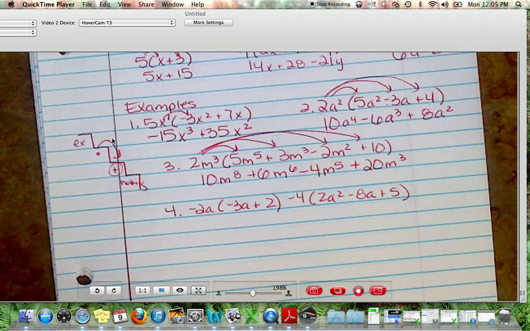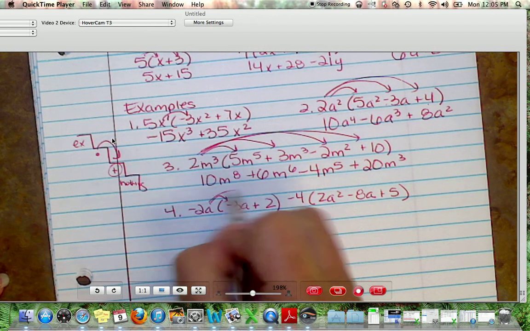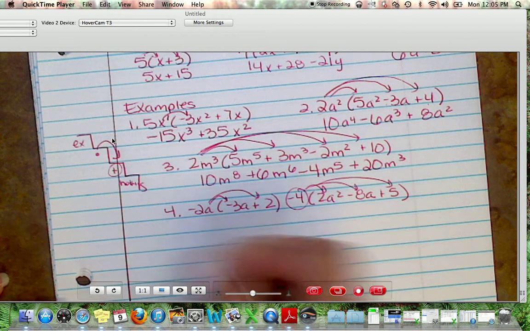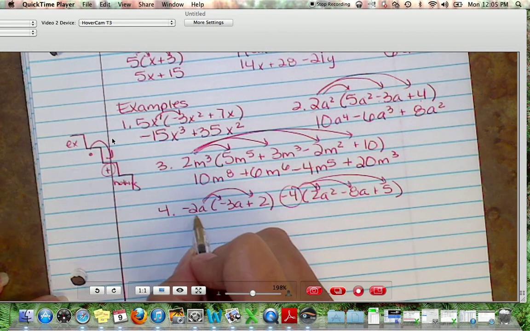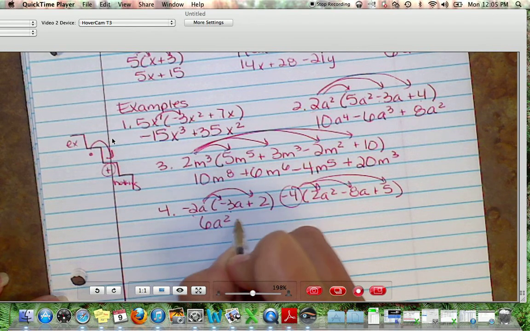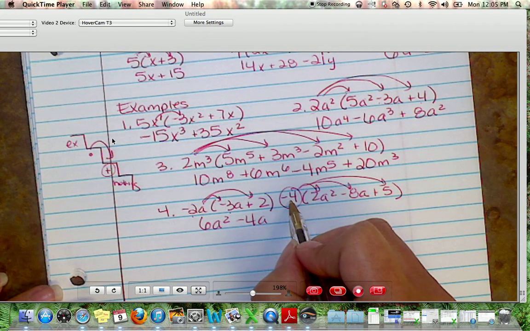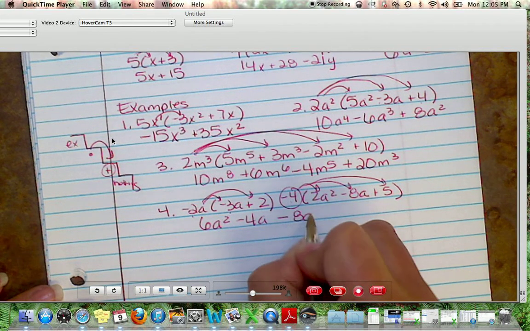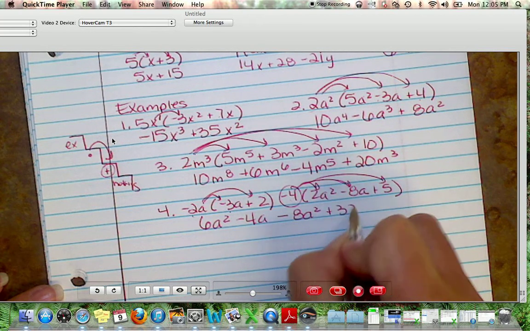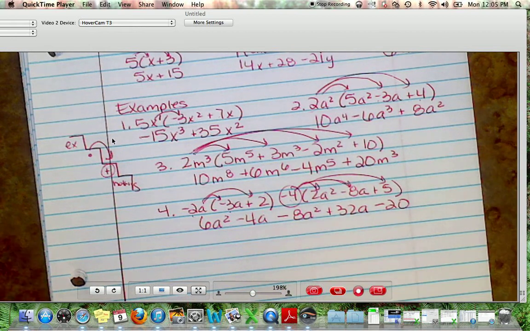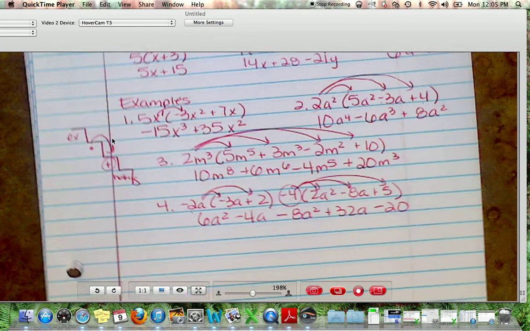All right. Number 4, you're going to pass this guy out to these two, and the negative 4 out to these 3. So we're going to do 2 steps in this one. Negative 2a times negative 3a is positive 6a squared minus 4a. And then here, this is negative 8a squared. Negative 4 times negative 8 is going to be positive 32a. And negative 4 times 5 would be negative 20. So if you went that far and you got all of that, that's great.